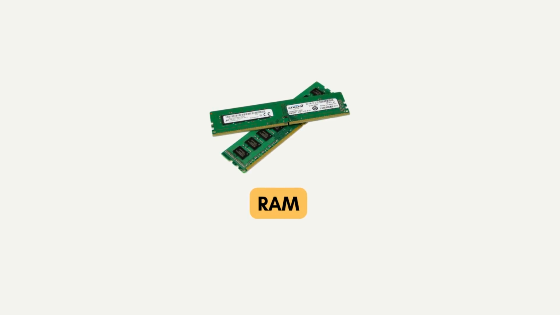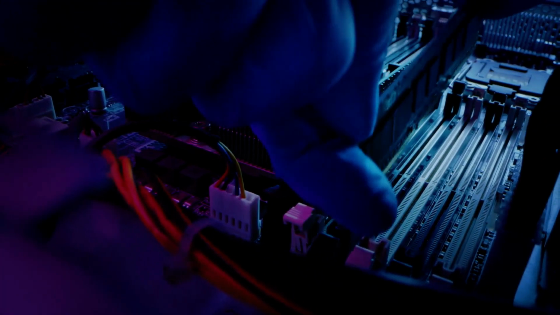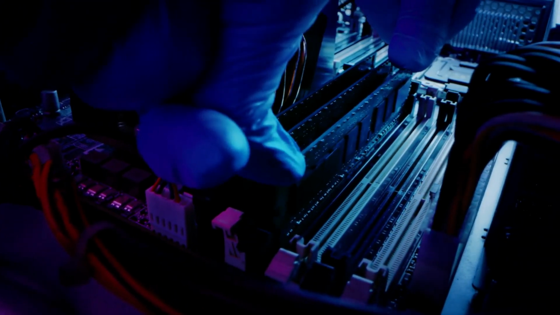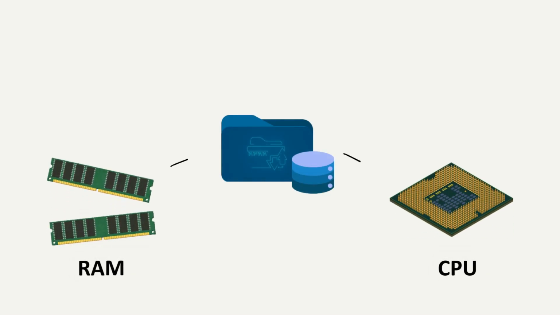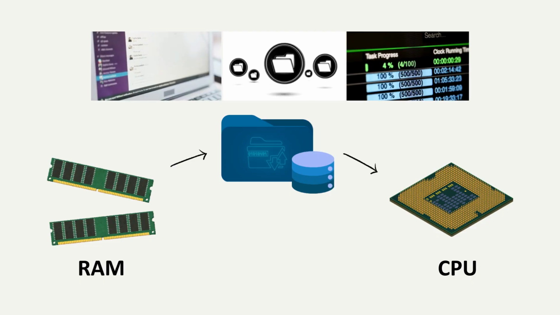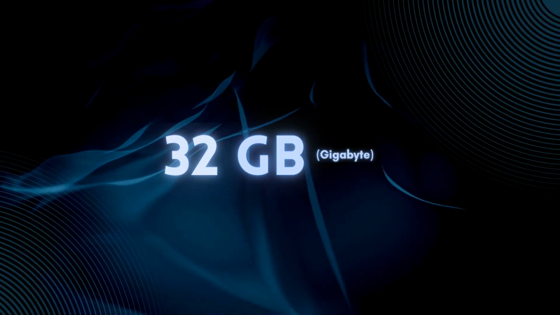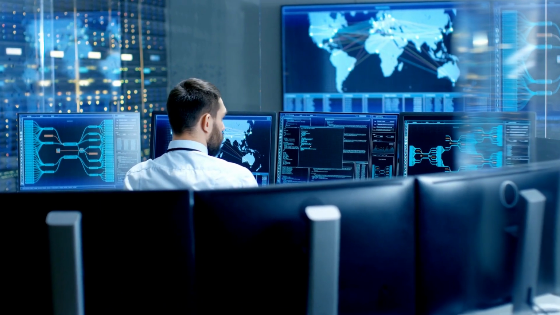Now let's talk about RAM, Random Access Memory. It's a slim stick that plugs into the motherboard, and it acts as the computer's short-term memory. RAM stores the data your CPU needs right now. Things like open apps, active files, or processes you're currently working on. The more RAM you have, the easier it is to run multiple programs at once without slowing down.